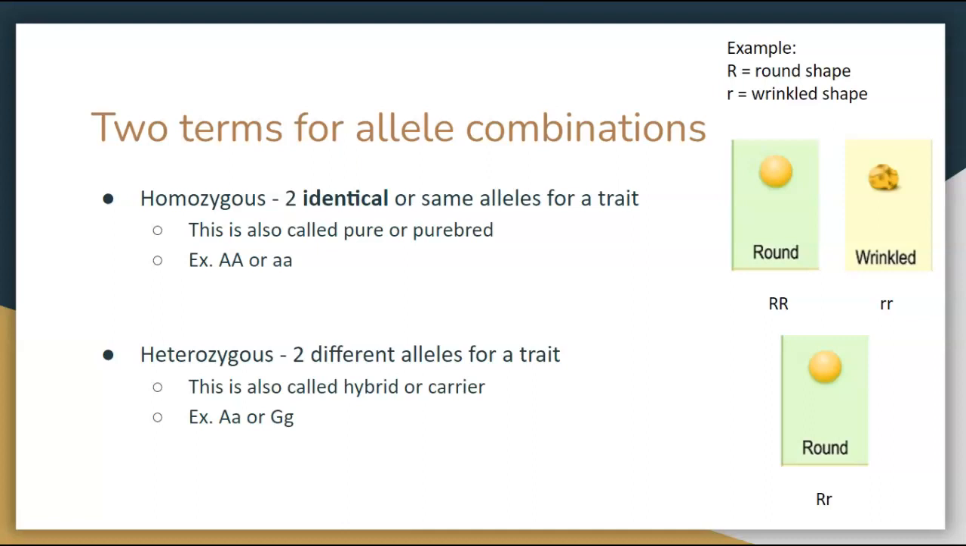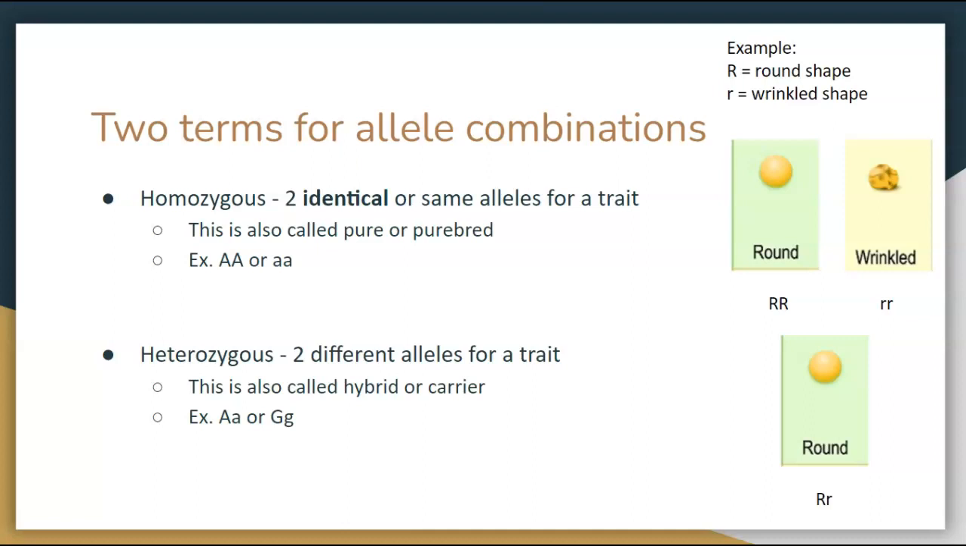Now there's also ways that we can combine alleles. We're going to keep with our same example, and we'll talk about it at the end of this, but there are two terms that we're going to use for allele combinations: homozygous and heterozygous. Now, homozygous means that you have the same, or two of the identical. I love that word, right? I bold it all the time. You should definitely make note that homozygous means identical or the same alleles for a trait. We also sometimes call this being pure or being a purebred.